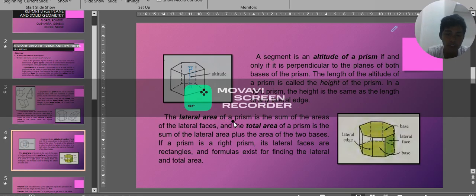The lateral area of a prism is the sum of the areas of the lateral faces. The total area of a prism is the sum of the lateral area plus the area of the two bases. If a prism is a right prism, its lateral faces are rectangles, and formulas exist for finding the lateral and total area. By finding the surface area, all you need to do is add all the areas of the lateral faces and then add also the areas of the bases. That's it.